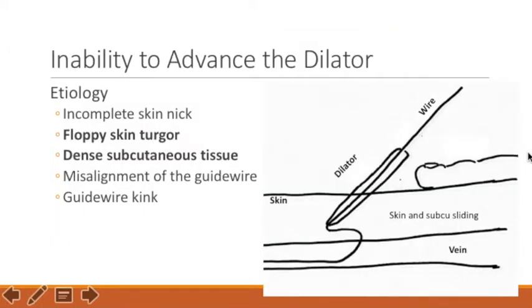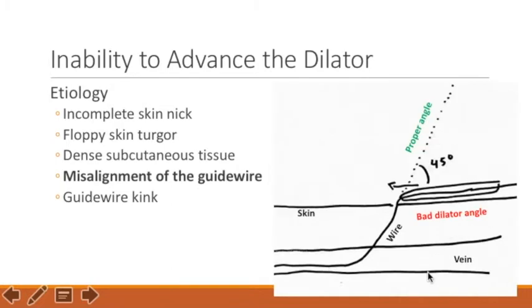Another common scenario is as the dilator is advancing through the skin, if there's a lot of floppy skin or if really dense sub-Q tissue exists, as you push the dilator, the skin and sub-Q tissue slides this direction as well. That can cause a bend or a kink in your wire. So if you're getting a lot of movement of the skin and sub-Q tissue as you're advancing the dilator, have an assistant place their hand behind the dilator and give some counter traction. Pull back on the skin to prevent it from sliding this direction. That may give you better alignment as you're able to advance and push the dilator.